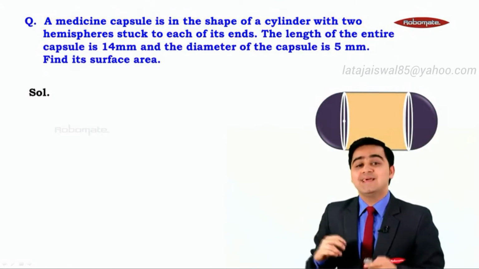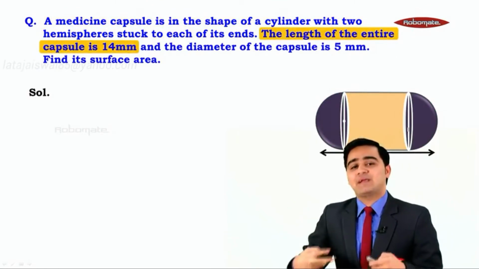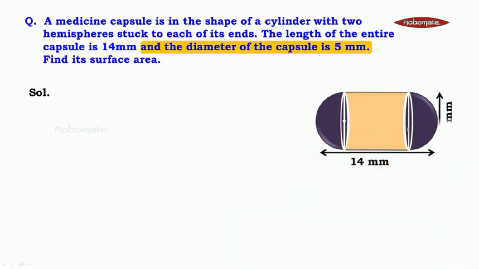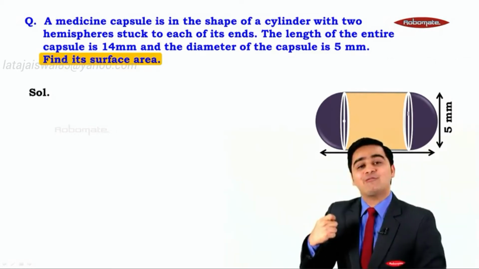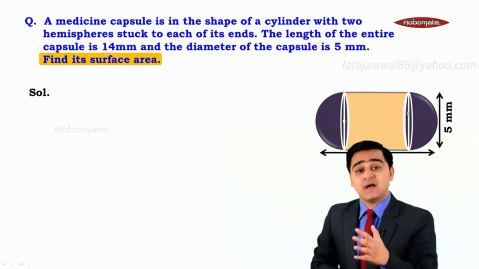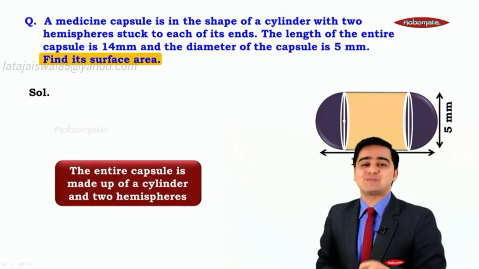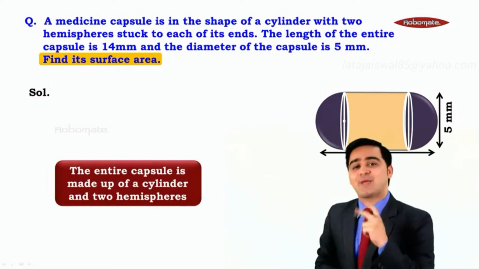medicine capsule. It says that the length of the entire capsule is 14 mm and the diameter of the capsule is 5 mm. Find its surface area. Observe, we know that surface area simply means the addition of areas of those surfaces which are visible from outside. We know that the entire capsule is made up of a cylinder and two hemispheres.